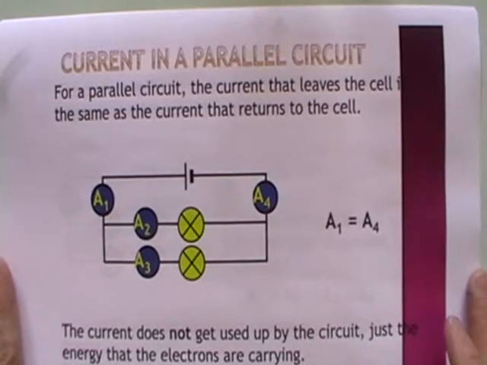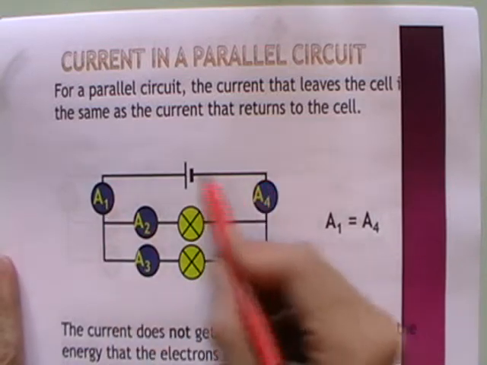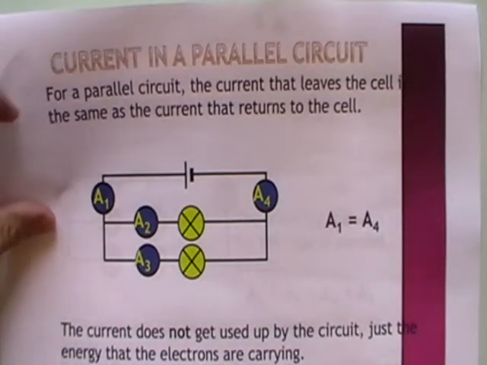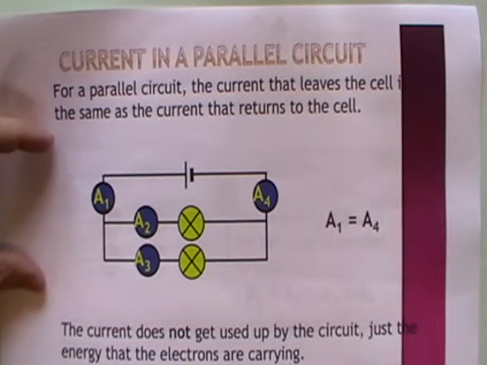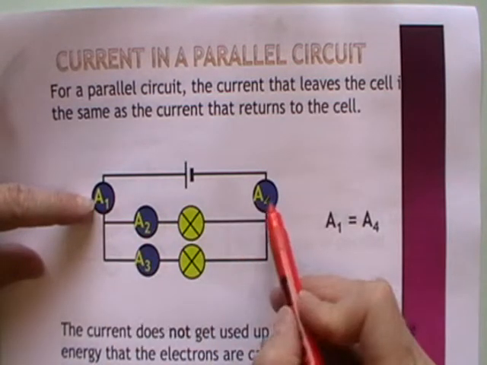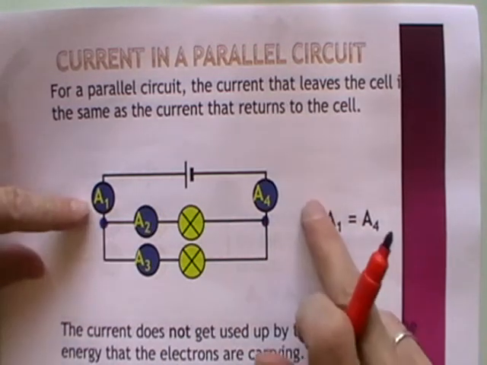So for a parallel circuit, the current that leaves is the same as the current that returns. The current doesn't get used up by the circuit. The current is the flow of electrons. It's just the energy that they have that gets used up as they move around the circuit. So we're saying that the currents in the main parts of the circuit before the split and after the join up are the same, these two here.